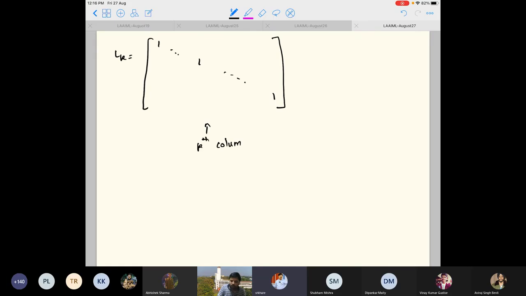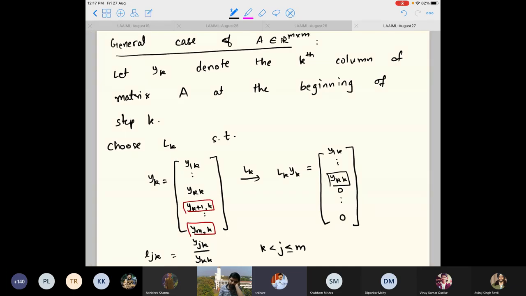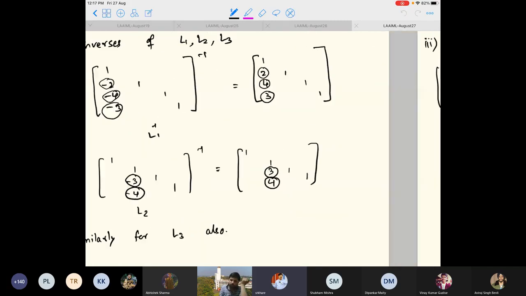So in the kth column, what are the entries that I am going to see? In the kth column, the entries that I am going to see are L k plus 1 k, so on and so forth, minus L m k. Do you understand what I have done? Is this calculation clear? So this is how I'll construct Lk. And once I have this Lk, then at this particular stage, the kth column of A will get modified to this particular column. I'll make all the entries zeros. This is what is happening.